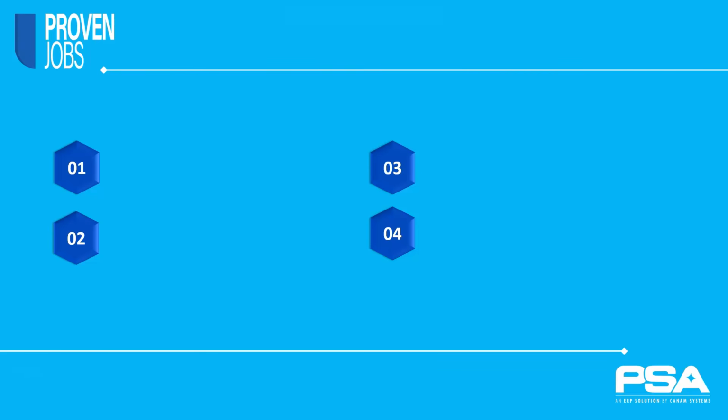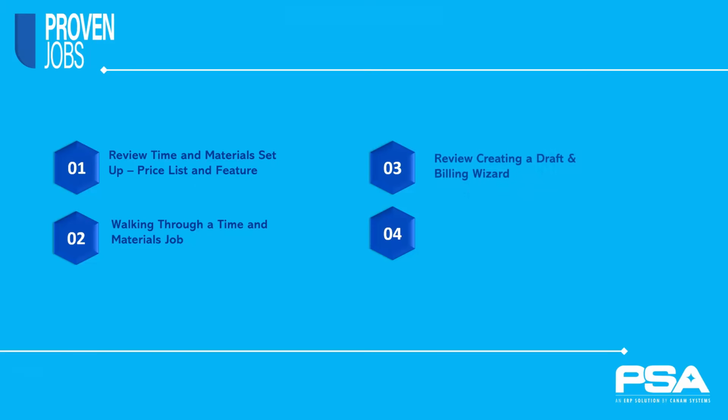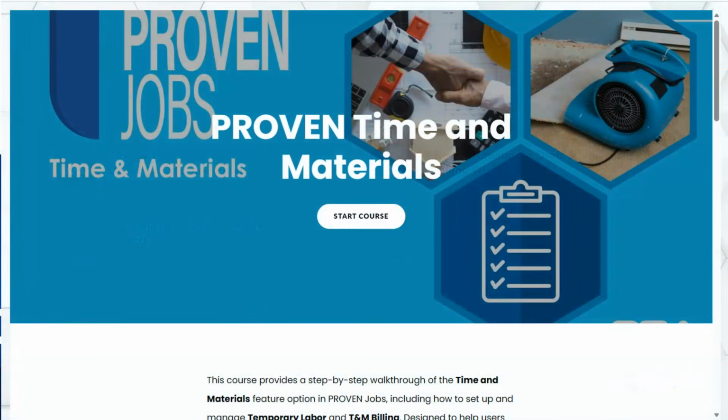Now, before we begin today's Proven Learning series, I just want to review the agenda that we plan on going over today. The first thing we're going to take a look at is reviewing our time and materials setup. That is going to review the price list and the feature in general. Then we're going to do a walkthrough of a time and materials job from start to finish. Then review creating a draft and going through that billing wizard. Then finally review reporting.